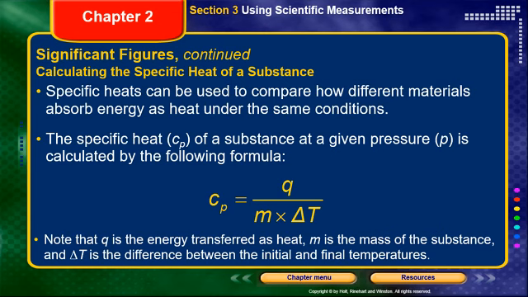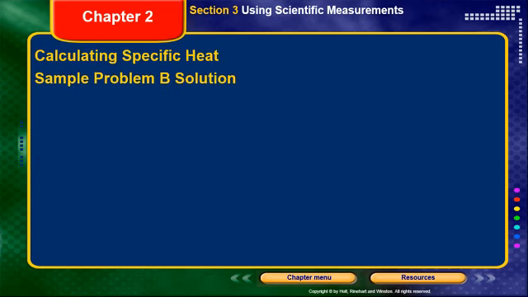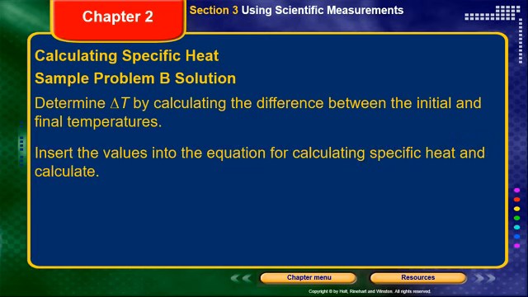Let's work on a sample problem. Be sure to refer to this equation as we work through the sample problem. A 4.0 gram sample of glass was heated from 274 Kelvin to 314 Kelvin and was found to absorb 32 joules of energy as heat. Calculate the specific heat of the glass. First, I want to determine the delta T, the change in temperature, by calculating the difference between the initial and final temperatures.